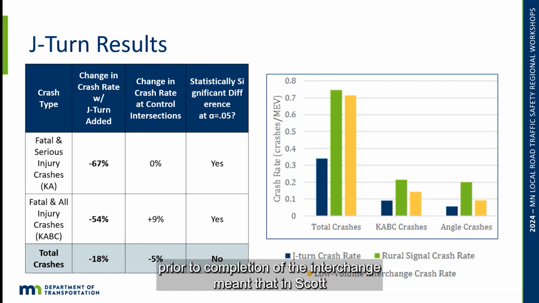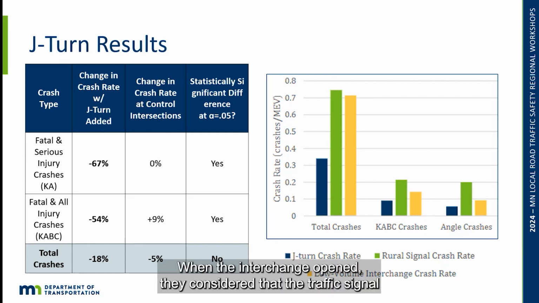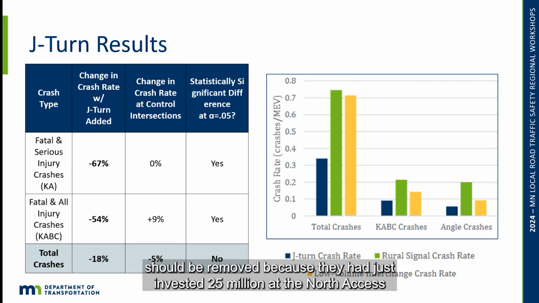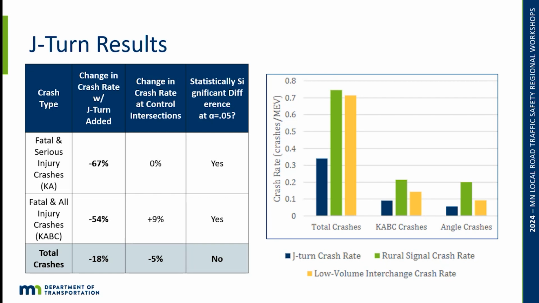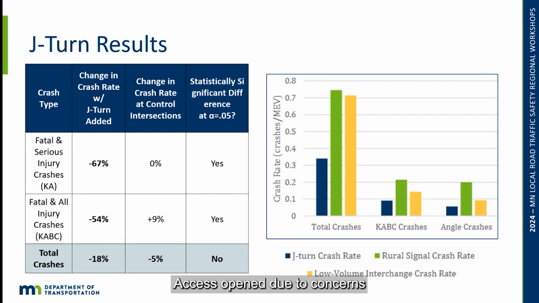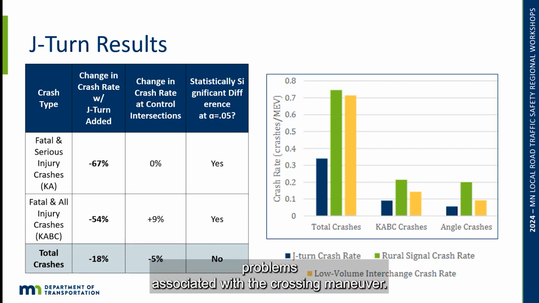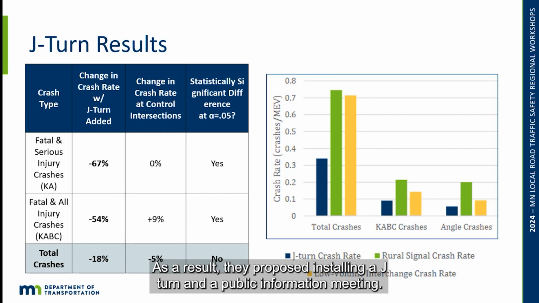Prior to completion of the interchange, MnDOT and Scott County discussed what should happen at the south access when the interchange opened. They considered that the traffic signal should be removed because they had just invested $25 million at the north access to mitigate the crash problem associated with the traffic signal. The agencies also concluded that they shouldn't leave the median at the south access open due to concerns about the documented safety problems associated with the crossing maneuver. As a result, they proposed installing a J-turn.